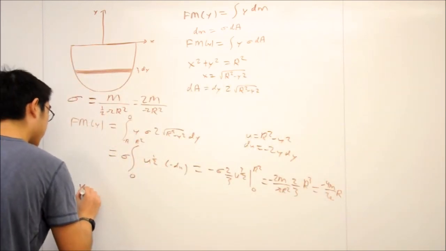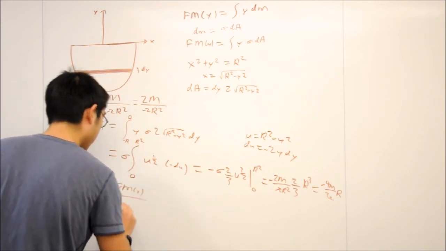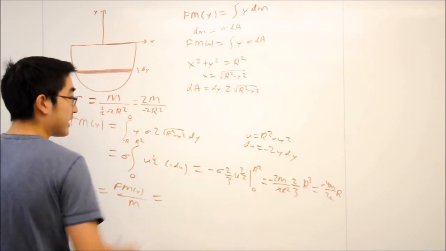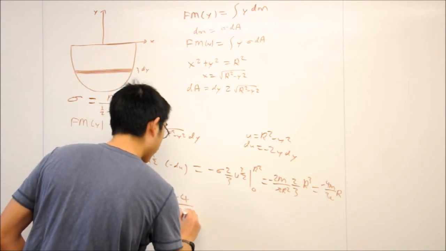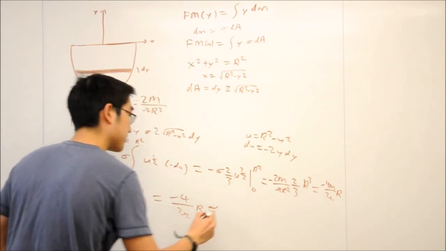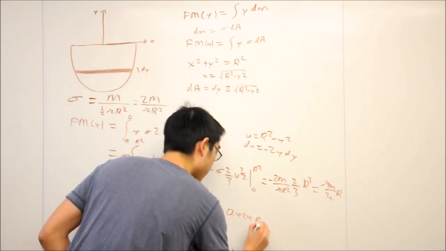This means that the center of mass in the y direction is just the first moment in the y direction divided by the total mass, which is big M. So that means that y center of mass is negative 4 over 3 pi big R, which is approximately negative 0.424 big R.